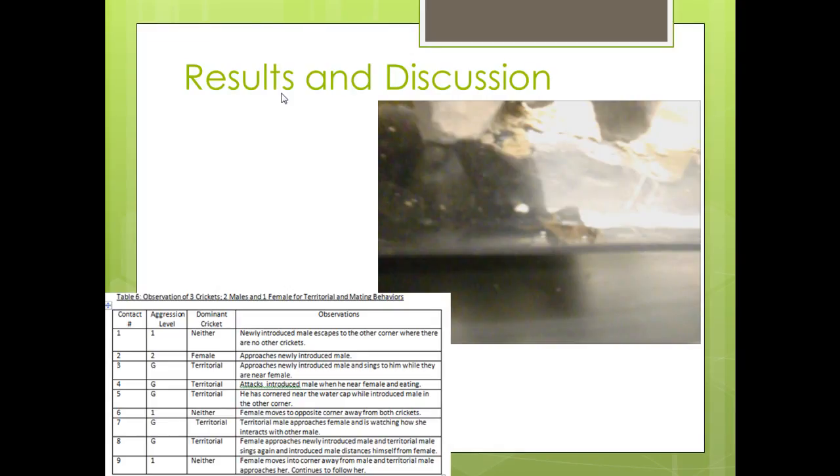Sometimes the crickets do sing songs, and they do that while they flap their wings. The introduced cricket and the territorial cricket never actually fought. In fact, in the same situation with the two male crickets when they were introduced, they basically circled around each other but never actually did anything.